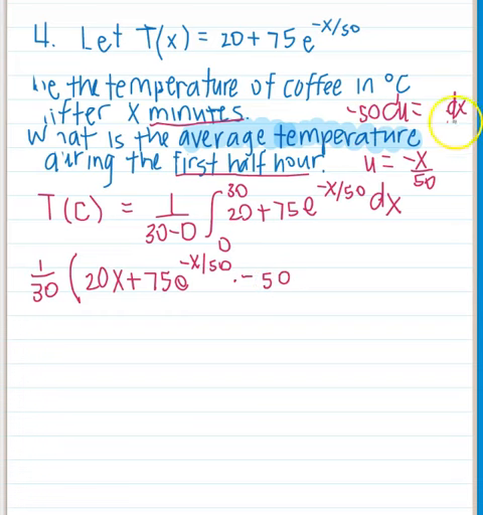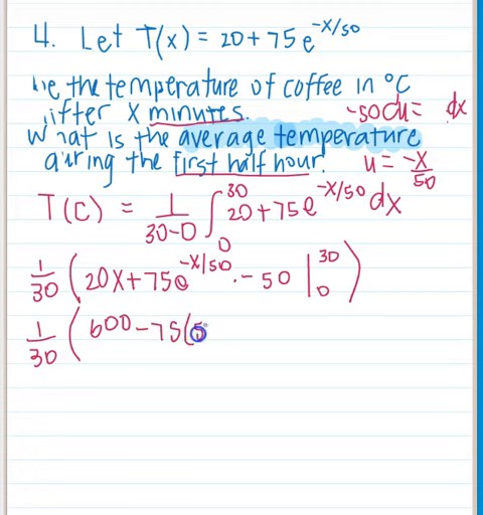Do I get the same thing by making the u substitution? Yes, but please remember, if you have any numbers around the x, you have to undo it with integration. 0 to 30, and then you can plug in the 30. 20 times 30 would be 600, plus, I guess it would be a negative because of that minus sign in the back, 75 times 50, e to the negative 30 over 50, minus, yes, that portion cancels out.